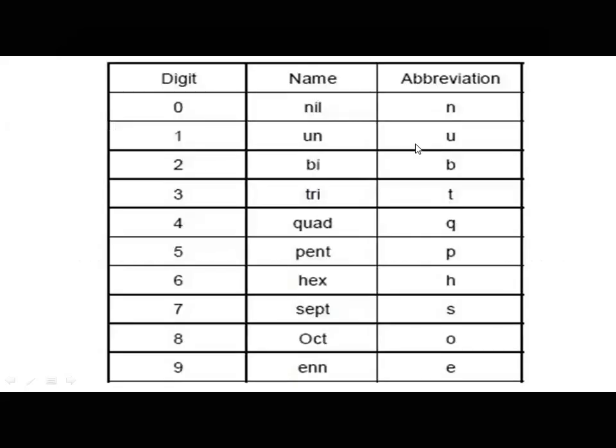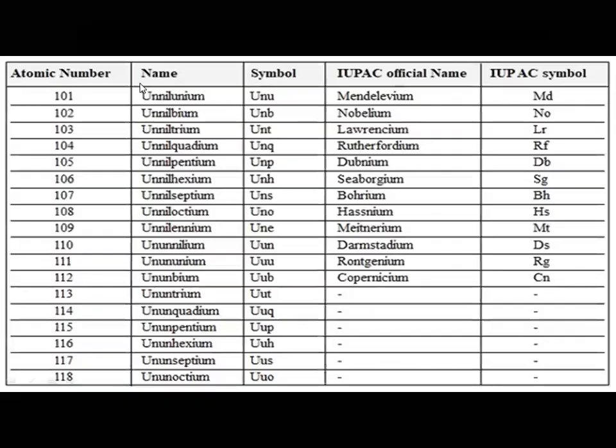Yes, so you can see here the root words: 0, nil, n; 1, un, u; 2, bi, b; 3, tri, t; 4, quad, q; 5, pent, p; 6, hex, h; 7, sept, s; 8, oct, o; 9, enn, e. So these were the root words and the symbols used. So here you have all the names you can see here. So 101, un, nil, un, ium, unu.